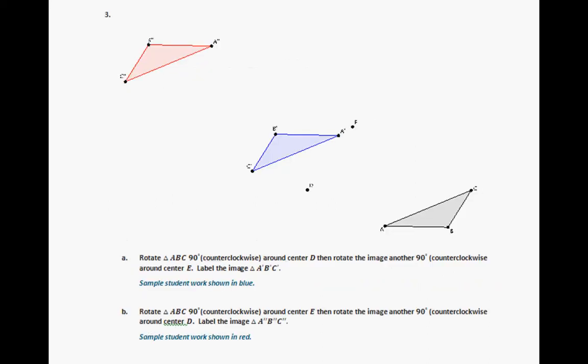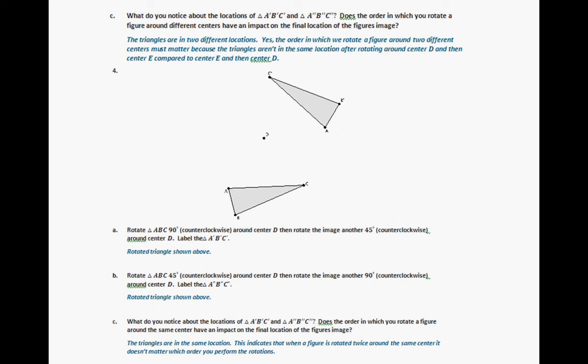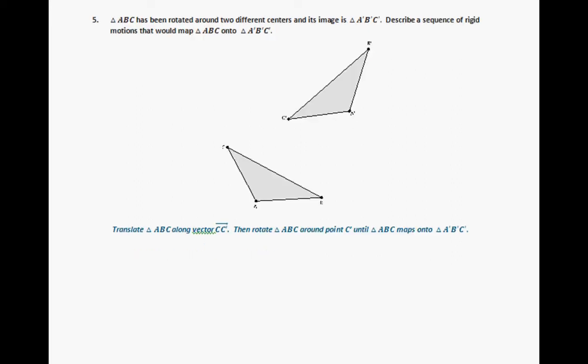Alright, continuing on, here is number 3 with some sample work. Again, yours might look slightly different, but should be similar. And last, or question 4, again, some rotation triangles above. And last but not least, number 5.